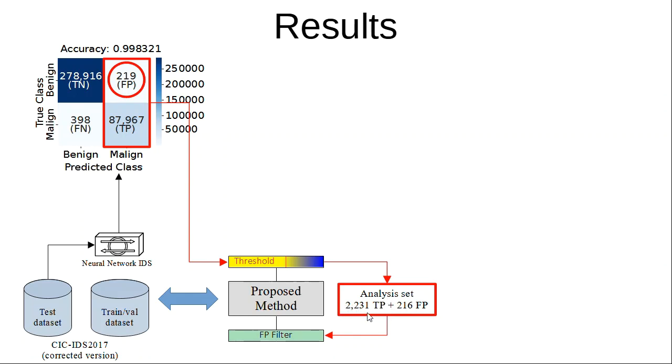This is called the analysis set because analysts must manually inspect the samples to rule out false ones. If they cannot inspect the entire analysis set, it's more efficient to only analyze the parts that are likely to contain false positives. For this, we use the false positive filter. Let's see the final result in a graph.